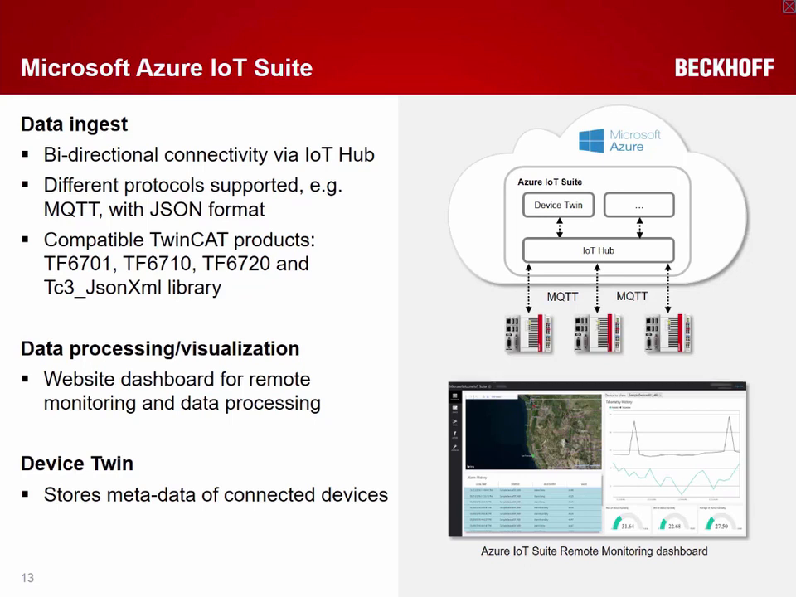So then you can use our TwinCAT products like the TF6701, 6720, like we have learned, so the IoT communication and the IoT data agent, and also, of course, the JSON library to generate the JSON messages, and then you can push data to this Azure IoT Suite application and also subscribe to data from this application. So we will see in a few minutes how this is being done in TF6701 and TF6720.